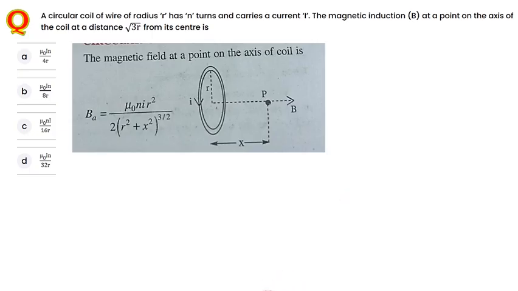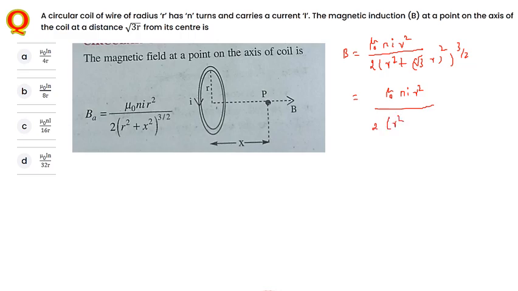Now I am going to substitute the values in this equation. B is equal to mu naught N I r square divided by 2 into (r square plus x square), and x is given as root 3 into r, so we take the whole square of it, whole power 3 by 2. Taking the square of root 3 r gives 3 r square.